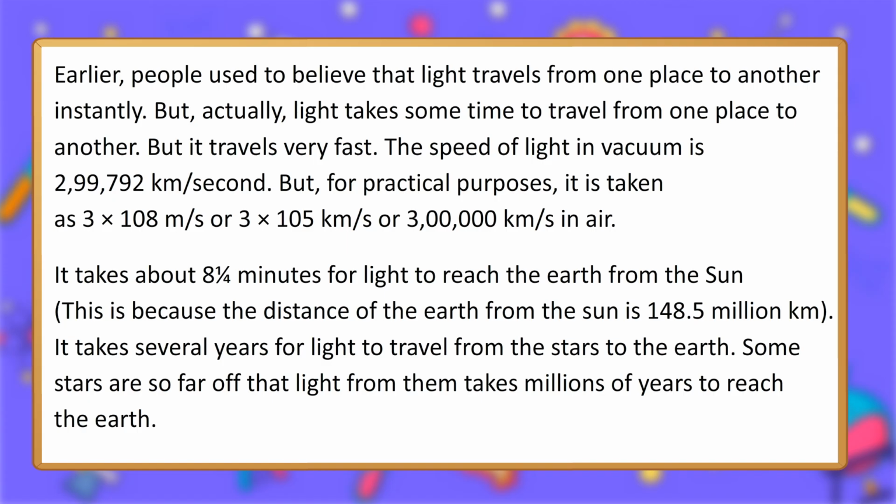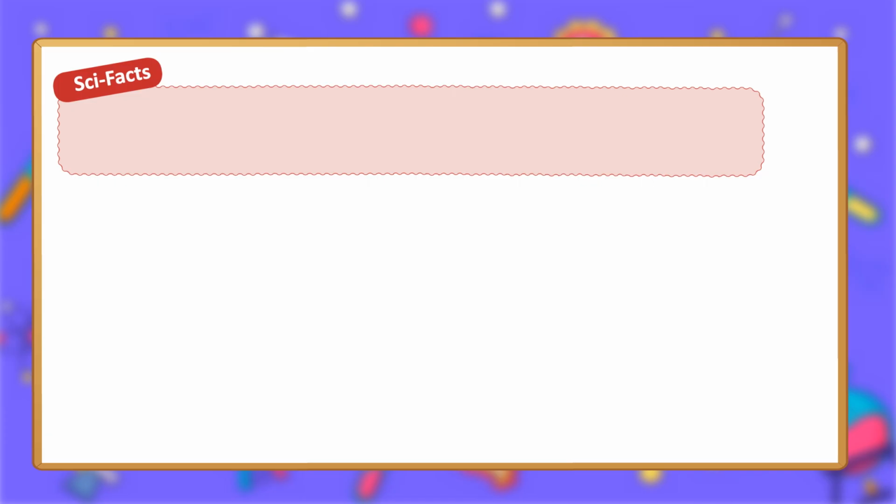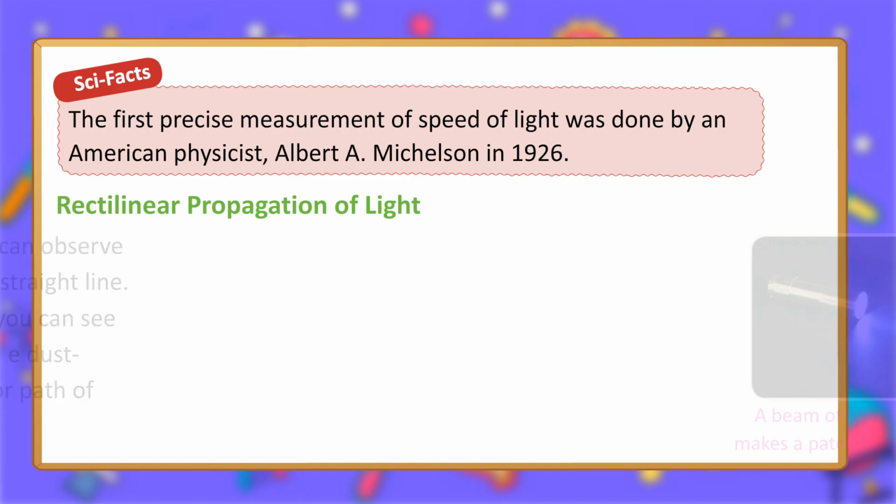It takes several years for light to travel from the stars to the Earth. Some stars are so far off that light from them takes millions of years to reach the Earth. Sci facts: the first precise measurement of the speed of light was done by an American physicist, Albert A. Michelson, in 1926.